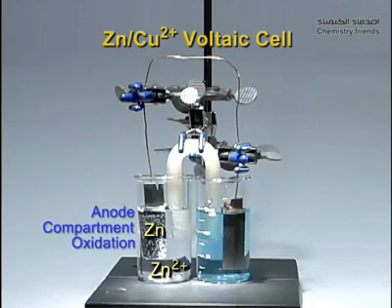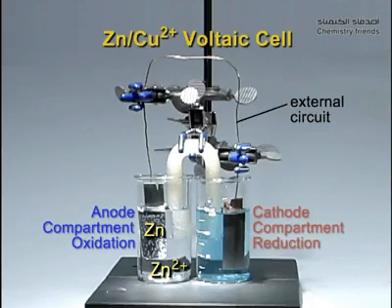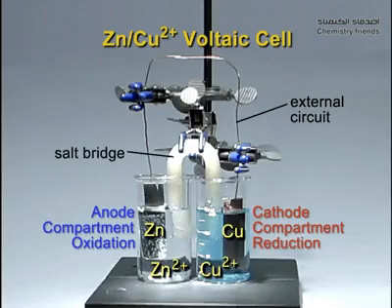Electrons leave this compartment, travel through the external circuit, and enter the cathode compartment. There, reduction takes place at a copper electrode dipping into a copper nitrate solution. A salt bridge maintains charge neutrality in the two compartments.